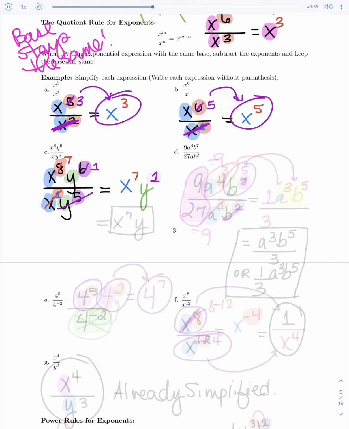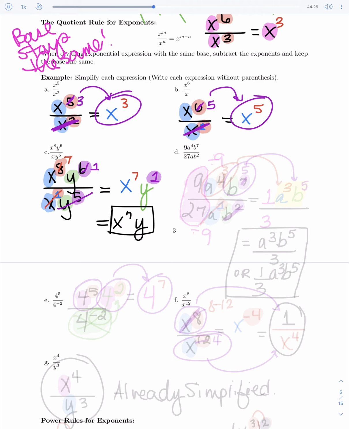Now, if you type this answer into MyMathLab, they'll give you some kind of cryptic answer of, you're not wrong, but it's not quite right. And it's because of that 1 on the y. Remember, if we have an exponent of 1, you don't actually have to write it. So they'd rather you not write it. So they'd rather us write this as x to the 7th and just a regular y.